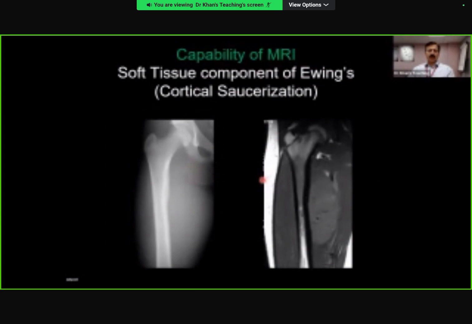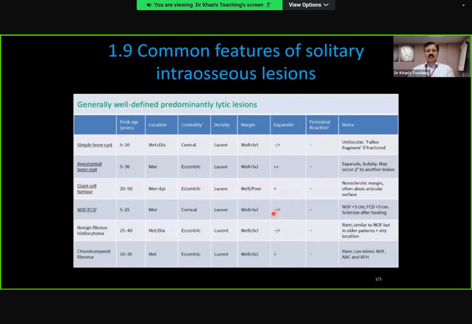And just to tell you the capability of MRI, if you get this case in the exam, it's a good case for the exam, by the way. You can see that you don't see anything abnormal, but you do see what we call endosteal scalloping here and a bit of soft tissue. And when you do an MR, you can see that there is an Ewing sarcoma, which has got a huge soft tissue component.